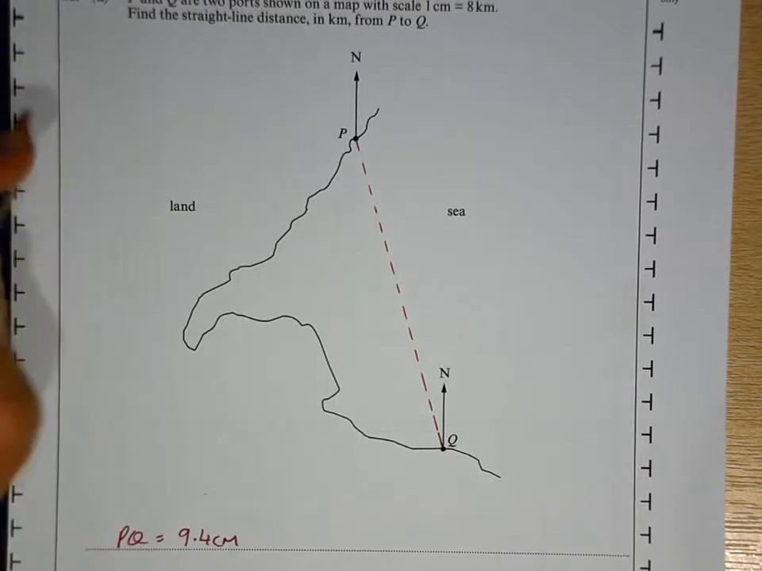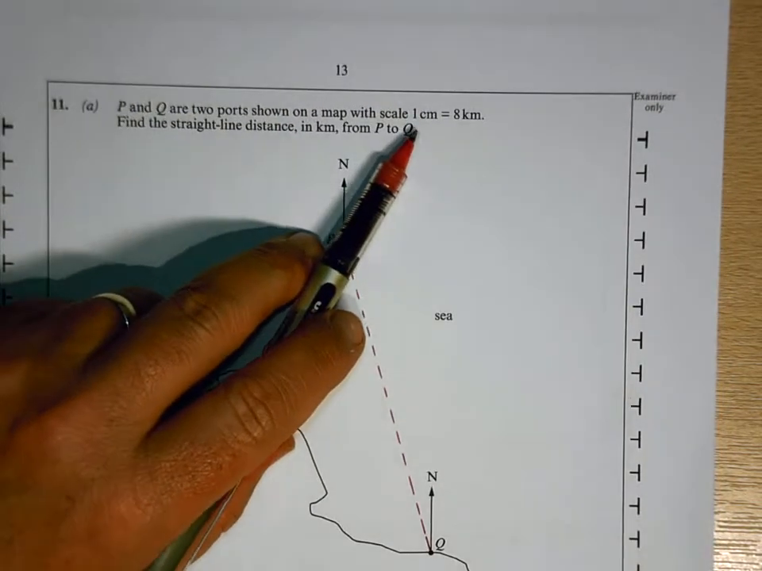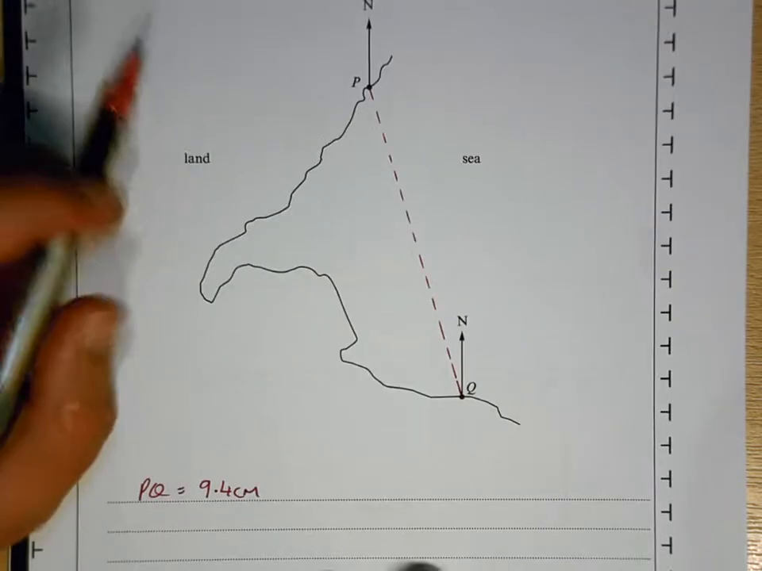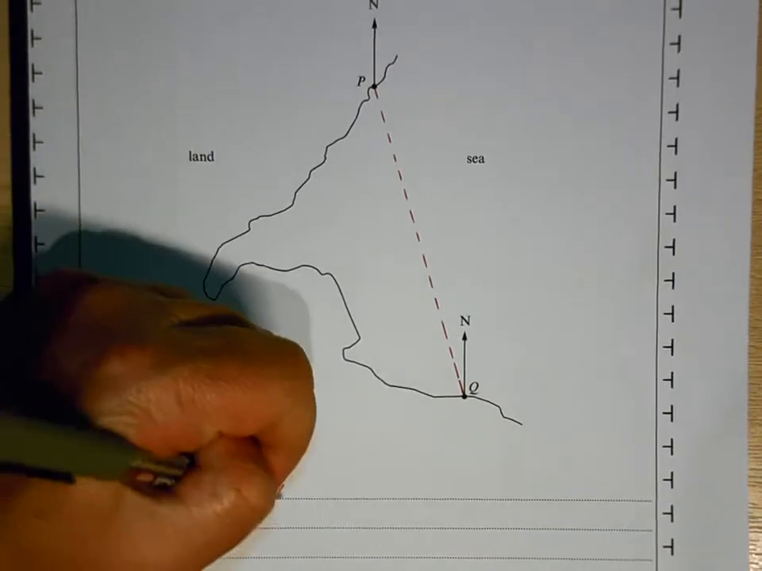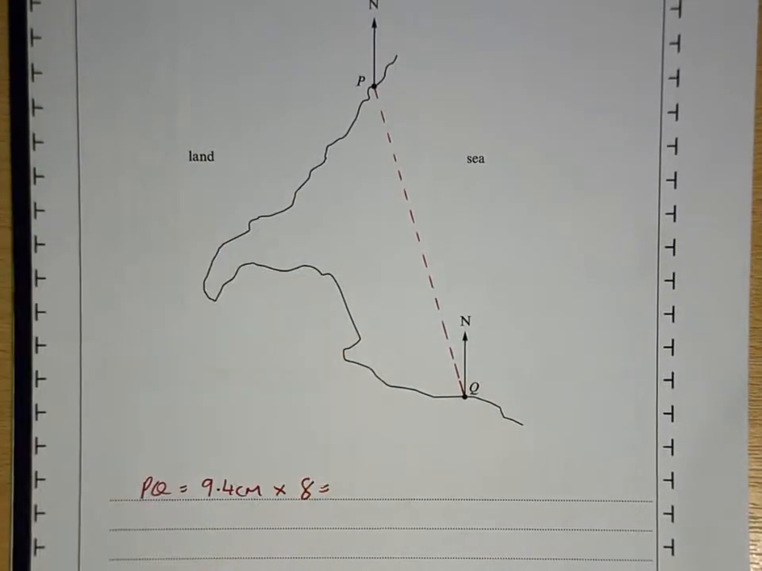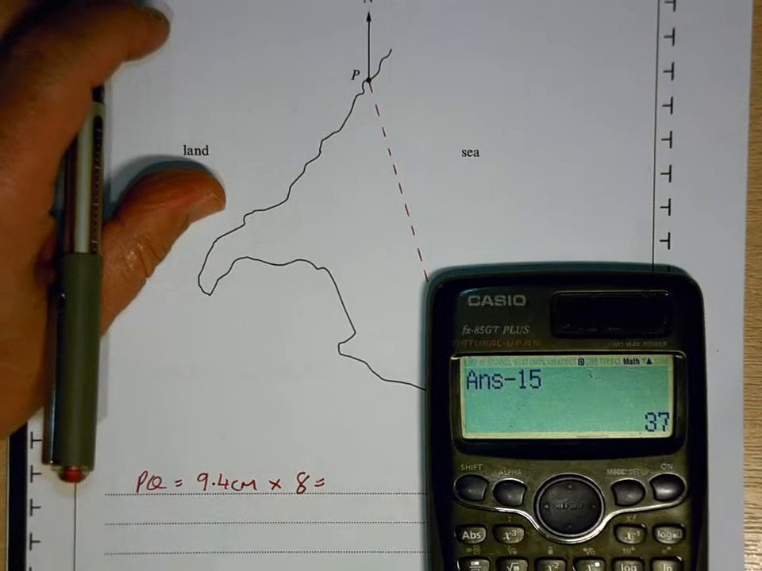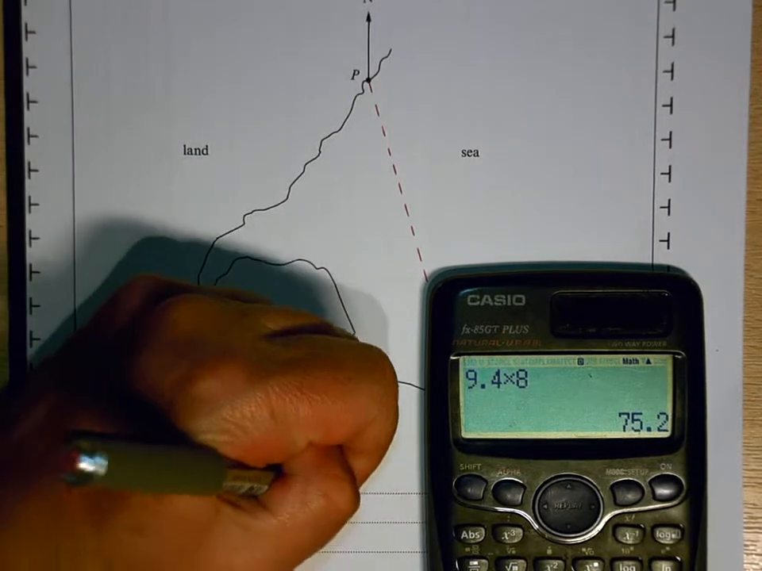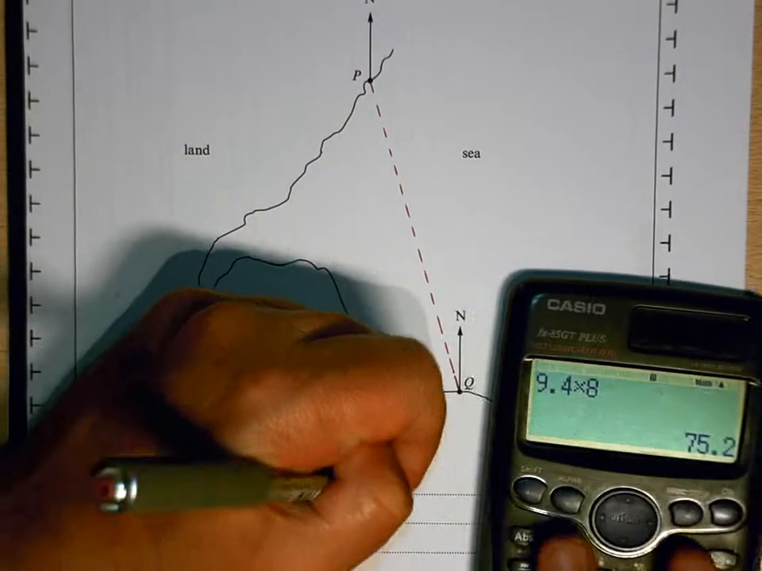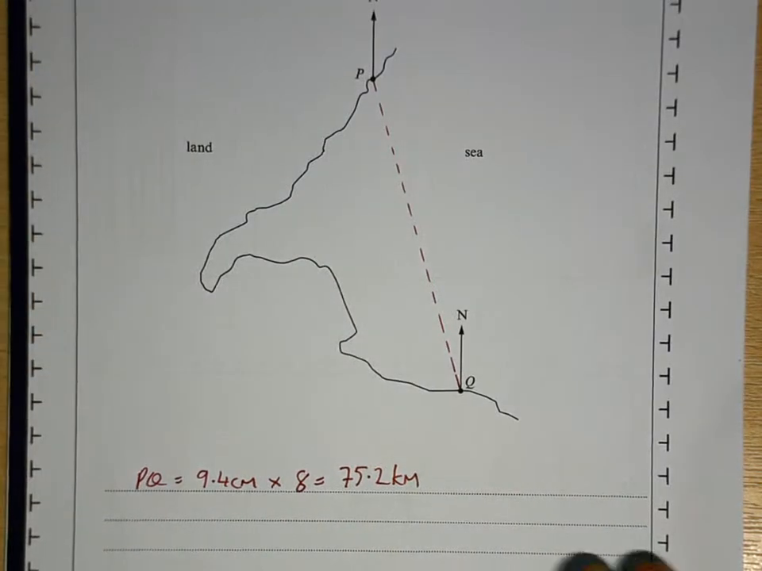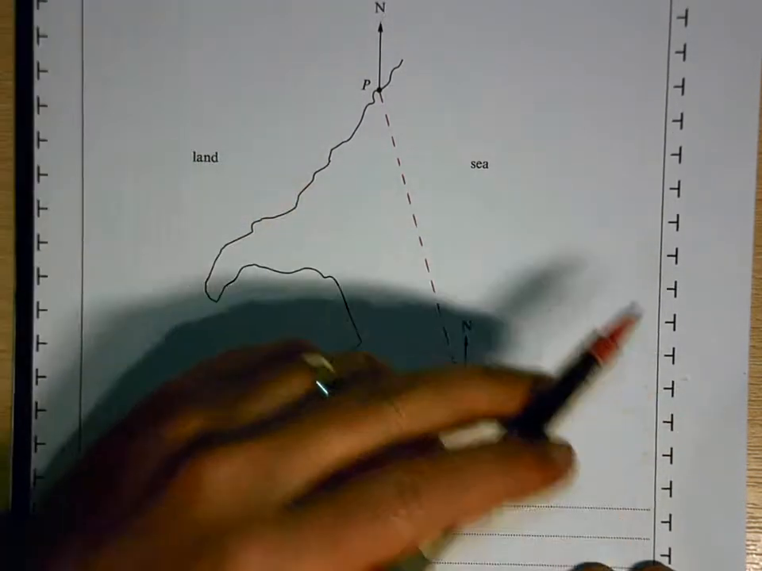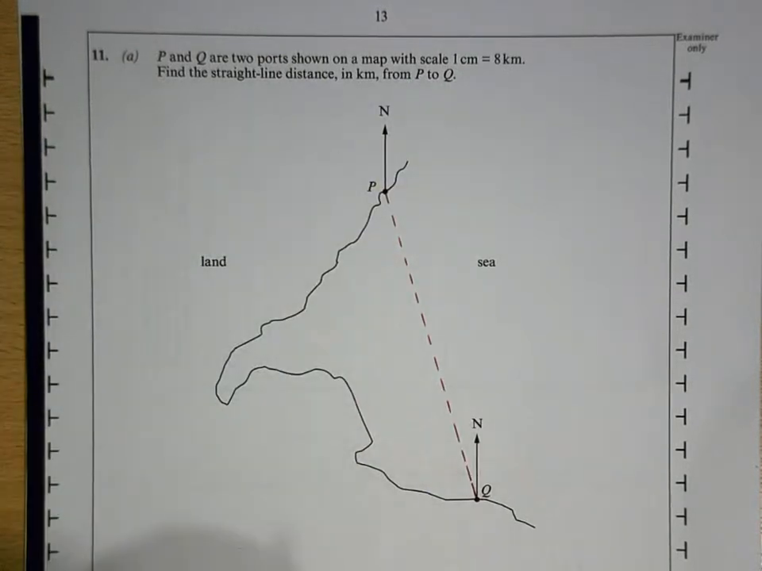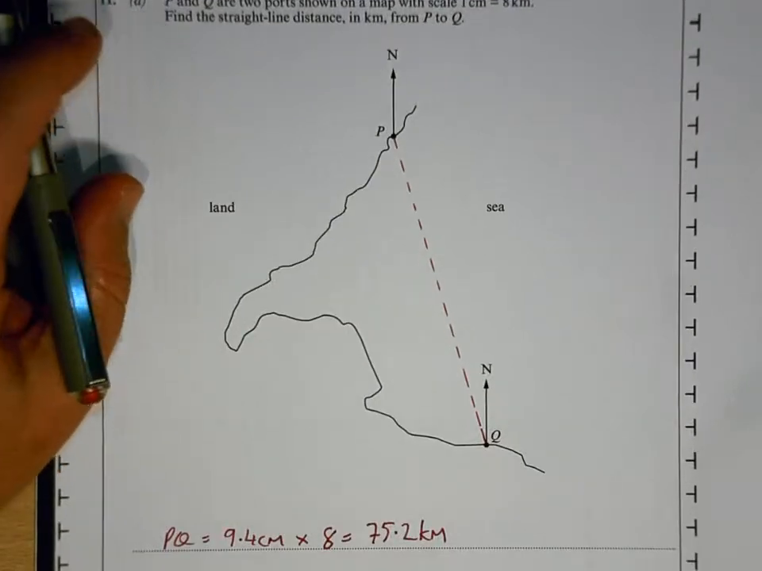What the question is saying is that 1 centimetre is 8 kilometres, so 2 centimetres would be 16 kilometres. 9.4 centimetres would be 9.4 times 8. So 9.4 times 8 equals 75.2 kilometres. So when you're using a scale to go from the page to real life, you're going to multiply by that. But if we were going the other way, we'd have to shrink it down, so we'd be dividing.